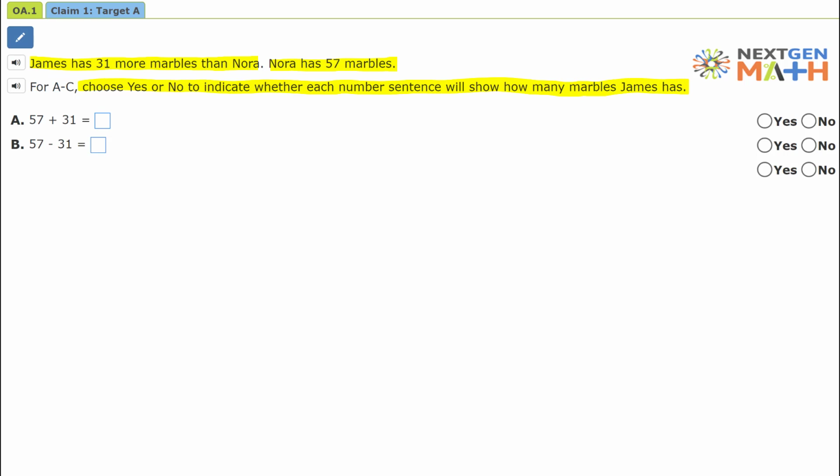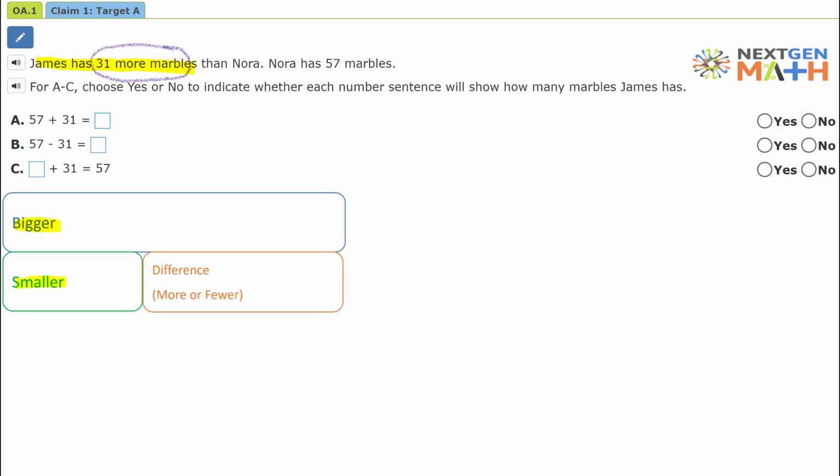Well, let's reread this problem to figure out what type of problem this is. And there's some key language in the problem. Here we go. James has 31 more marbles. This phrase right here, this 31 more marbles, that's telling us we're going to be comparing. And we're going to be comparing something bigger to something smaller because we have this idea of more or the difference. So let's figure out in this problem who has the bigger amount of marbles, James or Nora, and we'll use the graphic organizer to help us organize our thoughts so we can solve it.